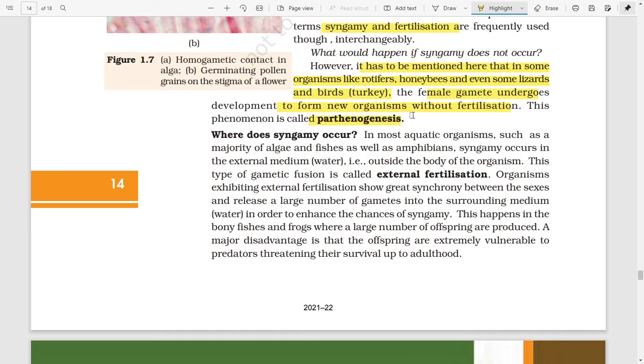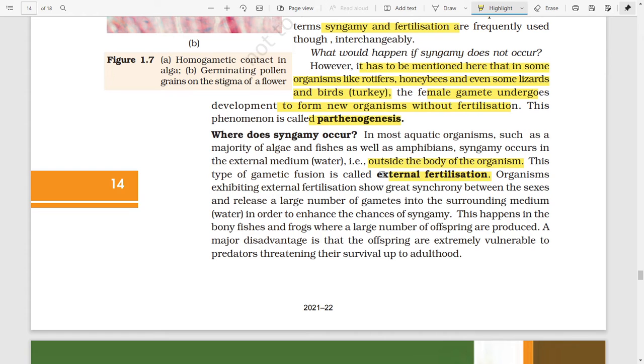Where does syngamy occur? In most aquatic organisms, such as the majority of algae and fishes, as well as amphibians, syngamy occurs in the external medium, outside the body of the organism. This type of gamete fusion is known as external fertilization.